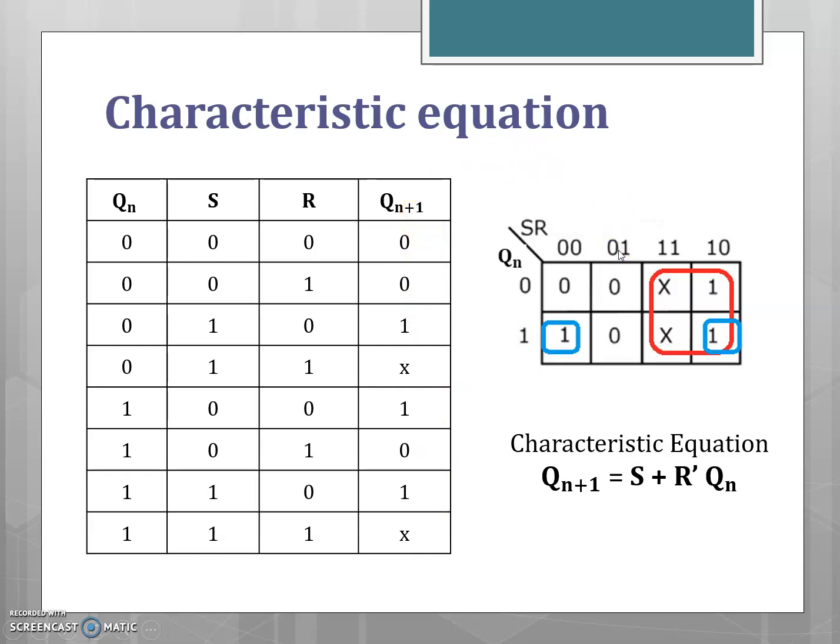The Karnaugh map is a simplification procedure for logical expressions. Plotting the values and grouping the ones, in this case grouping these two ones, I will get the expression where the common term is R bar Qn. And grouping these ones and don't cares, I will get S. So the characteristic equation is Qn plus 1 equal to S plus R bar Qn.